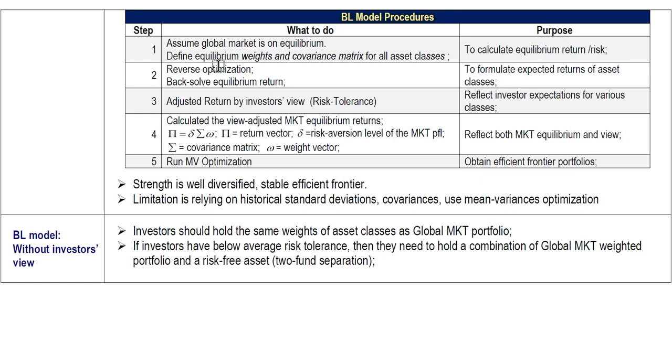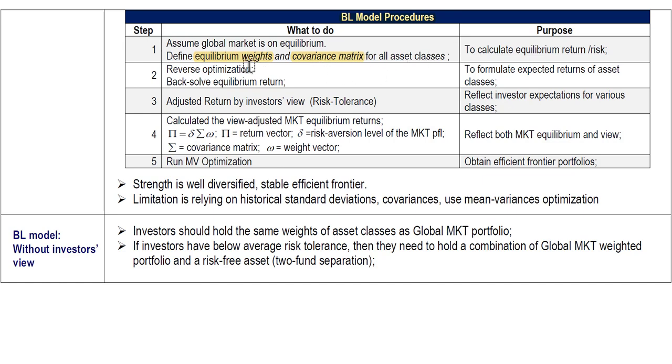The first one is, just remember, we assume that the global market is in equilibrium. So that's the reason we can first define the equilibrium weight and the covariance matrix for all asset classes. The purpose of doing that is to calculate equilibrium return and risk for the global market.